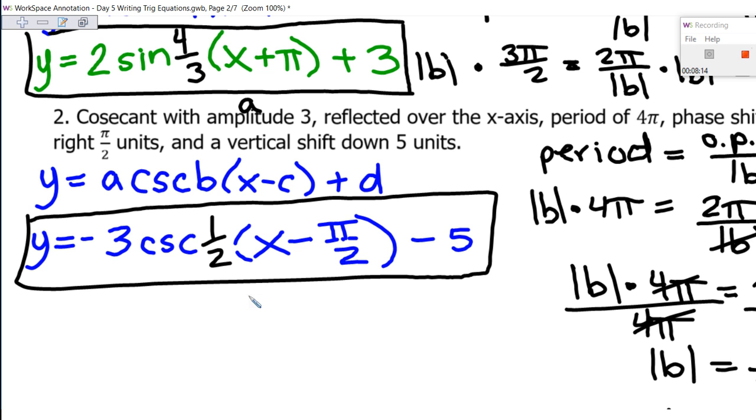Right, cosecant does not have an amplitude. Because that was the stretch factor, it is stretched by a factor of 3. And it's a negative because it reflected over the x-axis. So here, instead of amplitude, they really should have said it was a stretch. It was stretched vertically.